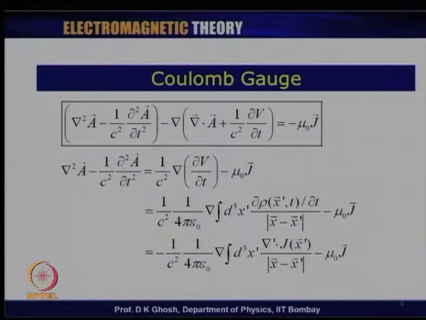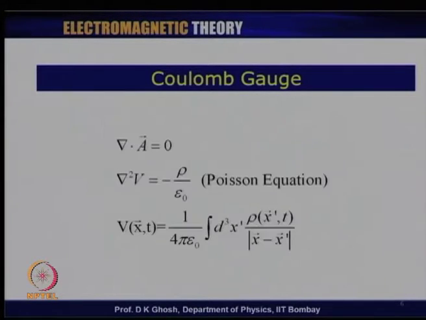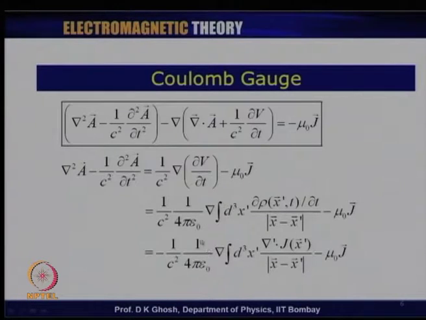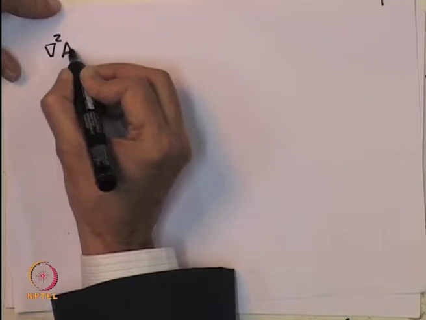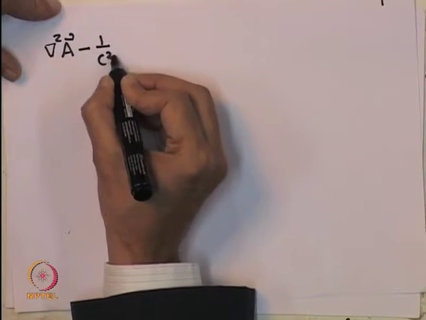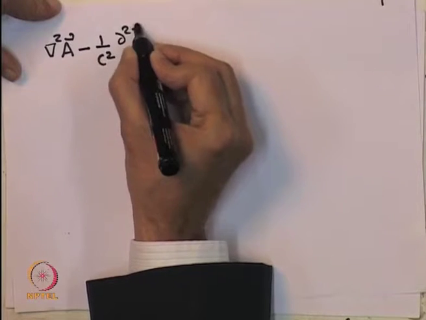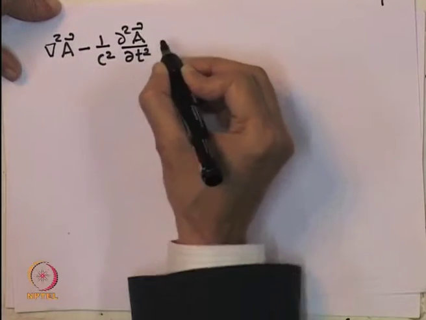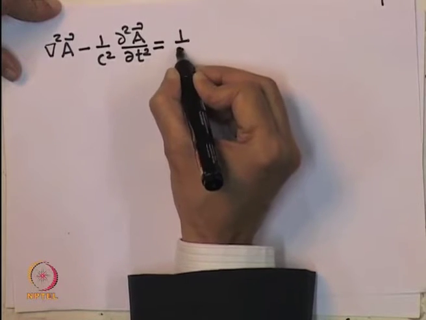So, in this case we have just now seen the expression for V can be written as a solution of the Poisson's equation, which is 1 over 4 pi epsilon 0 d cube x prime rho x prime by this. So, what I do here is this: since time differentiation is independent, let me write it down here. So, we will do the following. We have del square A minus 1 over c square d square A by dt square. This is equal to 1 over c square.